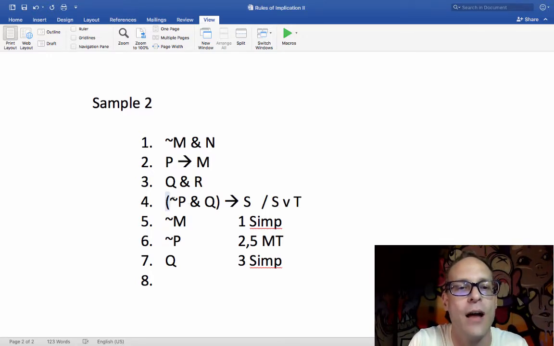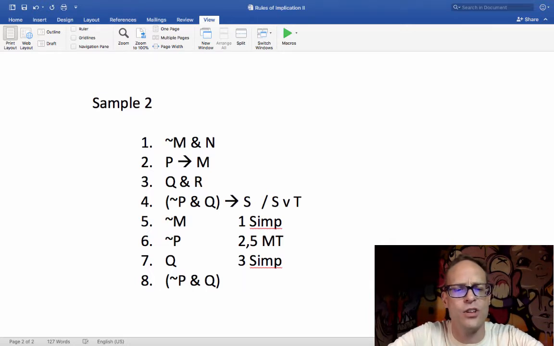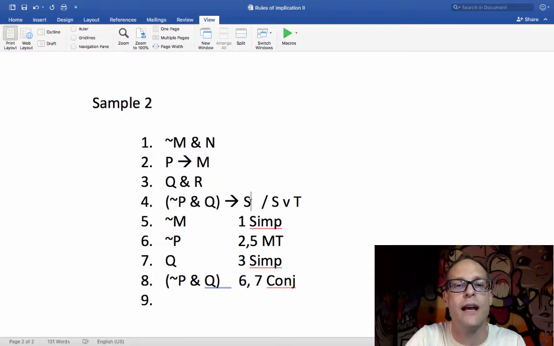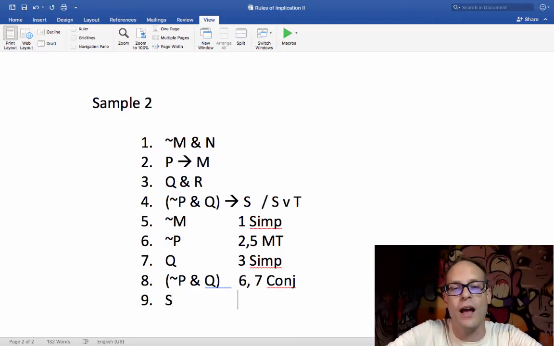What I'm looking at now is I wanted to get S wedge T. Well, I don't have a T anywhere in my premises, so I'm probably going to get this by addition. So the proof boils down to getting an S. Well, how could I get an S? If I had not P and Q, I could get an S by modus ponens. And wouldn't you know it? If you look at lines 6 and 7, and I combine them, that's going to be 6, 7, conjunction. Now I have the not P and Q that I need in order to bring down the S. So I'm going to derive S, and that's going to be 4, 8, modus ponens.